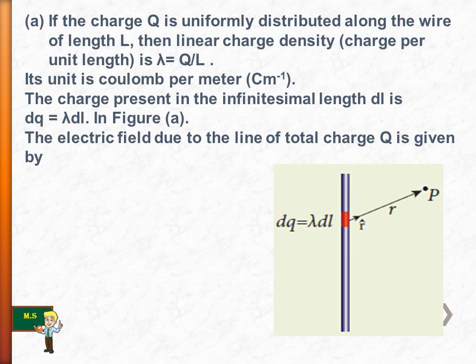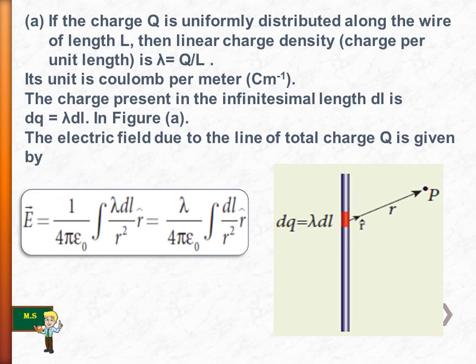dq is equal to lambda into dl, and now in figure A, the electric field due to the line of total charge q is given by E vector is equal to 1 by 4 pi epsilon 0. Instead of dq we substitute lambda dl, so we get 1 by 4 pi epsilon 0 integral lambda dl divided by r square into r cap. We can take the lambda out, so lambda divided by 4 pi epsilon 0 into integral of dl divided by r square into r cap.